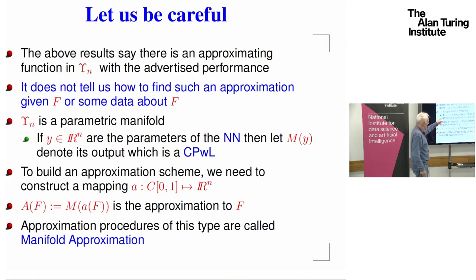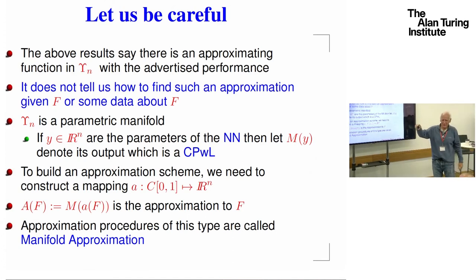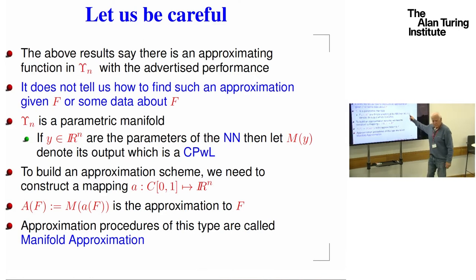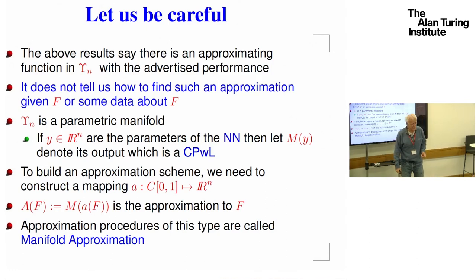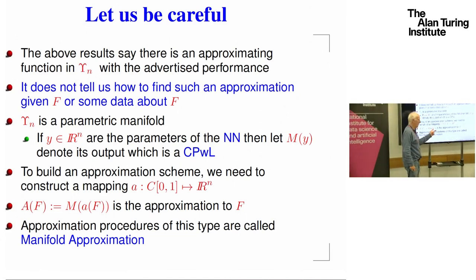Okay, so if I know the parameters, then we know how to create the output, right? We stick them into the network, create what appears at every neuron and get the output. So that mapping we know, M. But we're asking about the other mapping. Given F, how do you find the parameters? Okay, if you want to build an approximation scheme, what do you have to do? You start with F. And you have to say, oh, I'm going to find the network for F. I'm going to find the parameters for F. Well, think of that as a mapping, that you take F and you map it into a point in R^n, since we have n parameters.